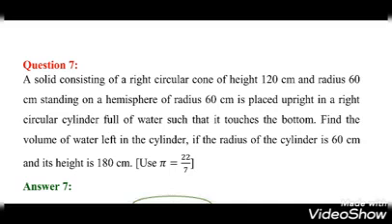So this is the way to find the volume of water left in the cylinder. Volume of water left in the cylinder is equal to volume of cylinder minus volume of cone plus volume of hemisphere. That is the volume of the solid. You can make the calculation and you get how much water is left in the cylinder.